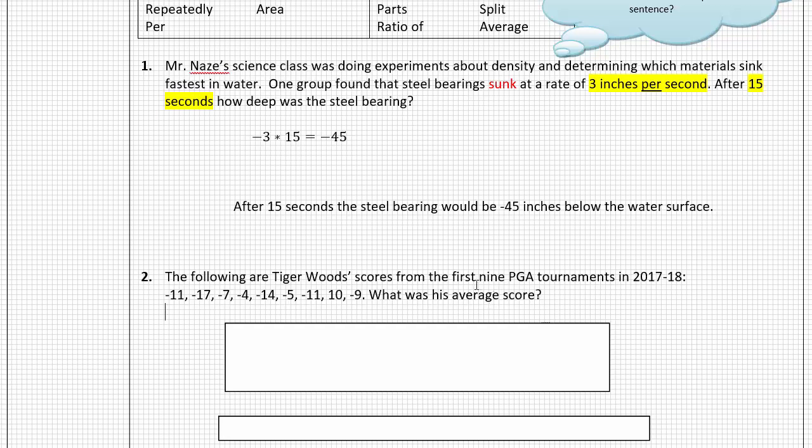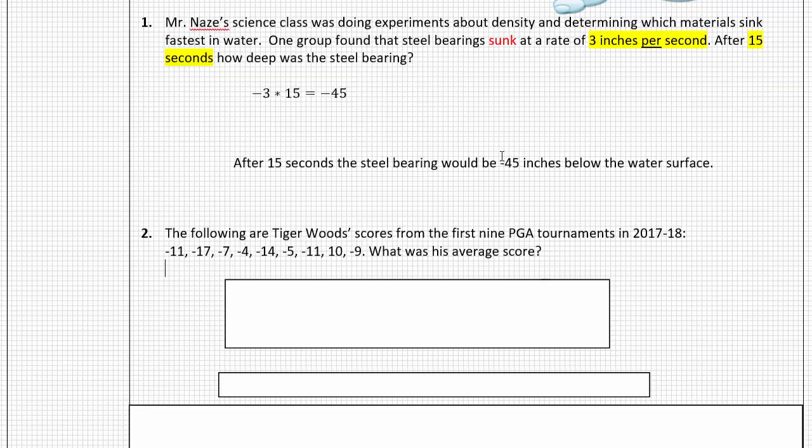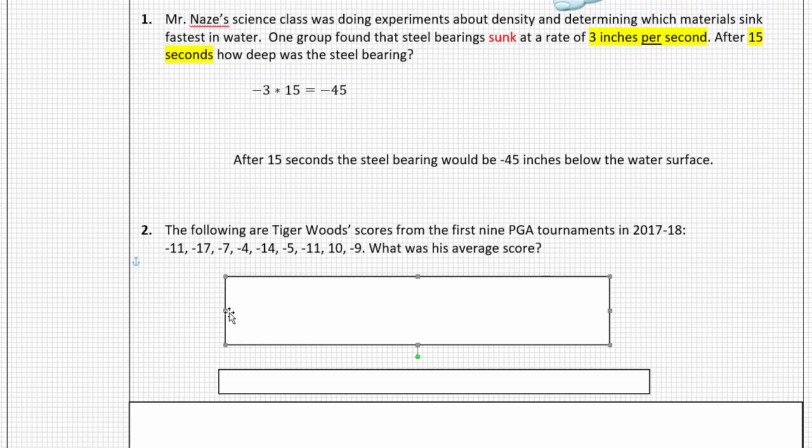Alright, so a couple things I know about average is that it's like finding the mean. You have to add everything up and then divide. And average, you can see it up here, is one of our keywords for division. So what would that look like to set it up? Well, I would say it'd look something like this.